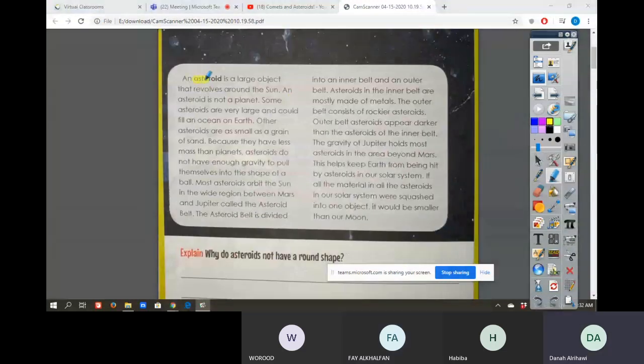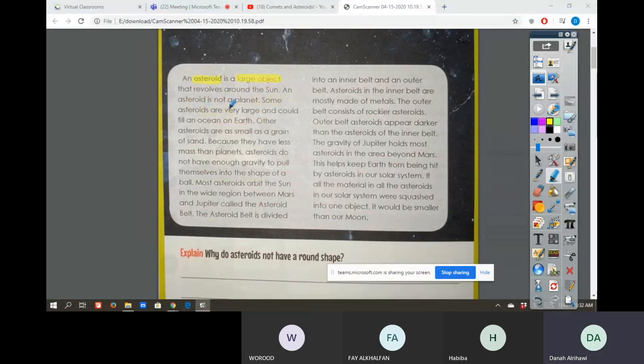Now, what is an asteroid? An asteroid is a large object, while a comet is small. It is a large object that revolves around the sun. It revolves, it's just moving. An asteroid is not a planet.